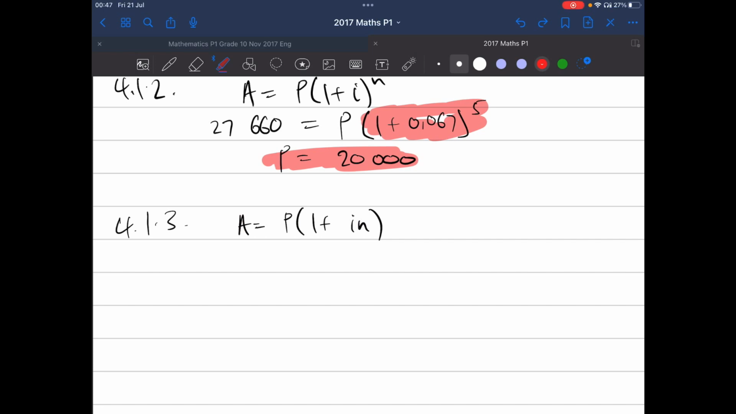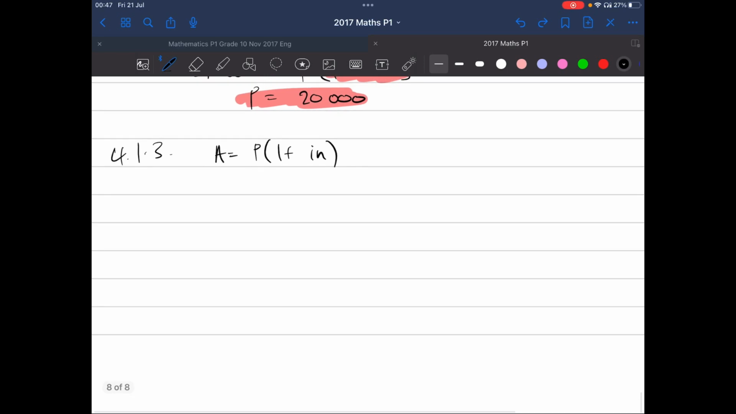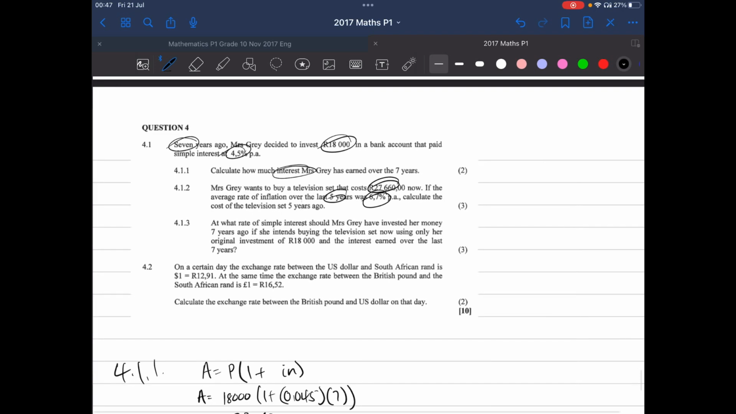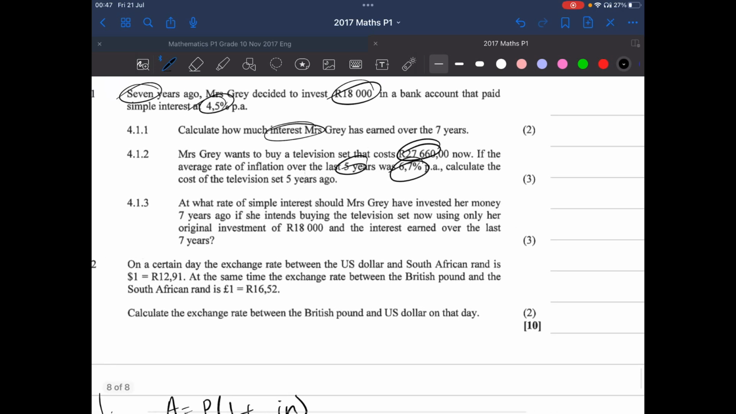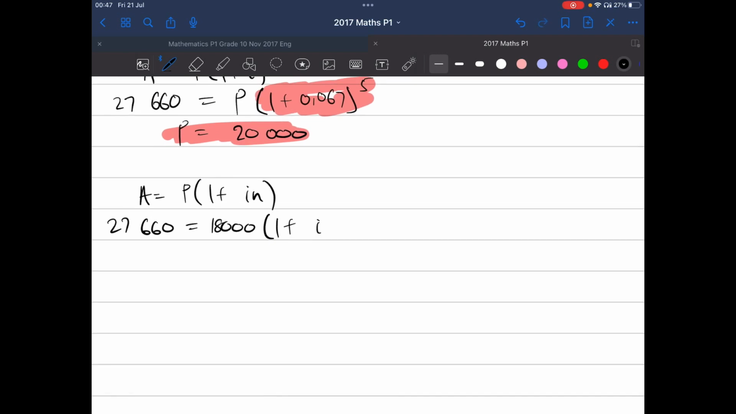Okay, so let's think about this now. We know the amount that we need to have at the end because they're saying that she wants to buy the television set. So that means the amount that she needs is 27,660. We know the principal amount as well. It's 18,000. Let's read the question again. She wants to buy this year, when she's saving up for it for 7 years. So we know the time is fixed as well. So the only unknown here is the interest rate, and that's what we're going to be solving for now.